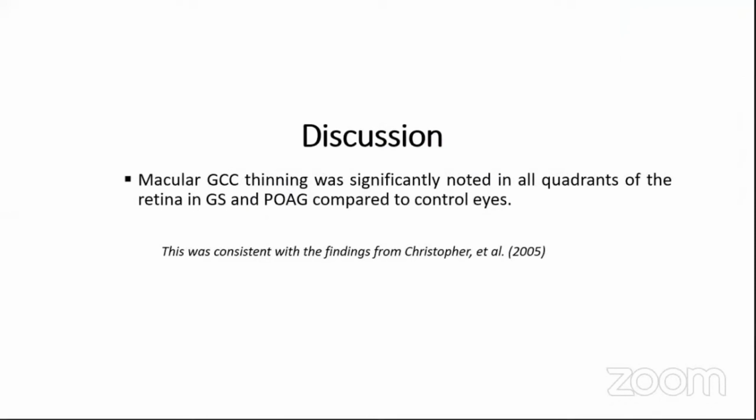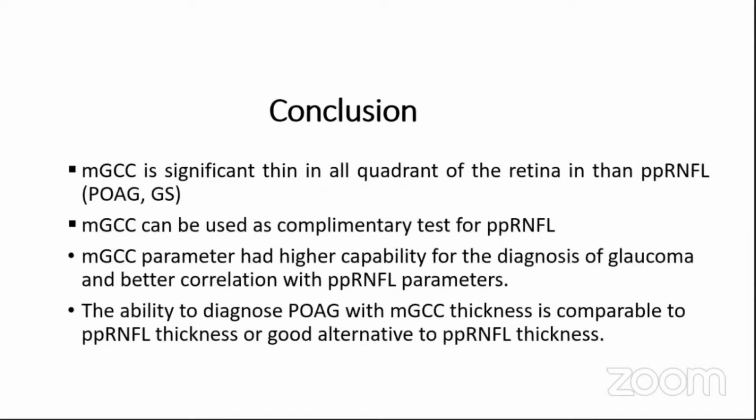So here is the discussion. Macular ganglion cell thinning was significantly more in all the quadrants of the retina in the glaucoma suspect and POAG groups. So what is my conclusion here? My conclusion is that the macular ganglion cell measurement is significantly lower in all parts of the retina, as with the peripapillary retinal nerve fiber layer, in POAG and glaucoma suspects. Macular ganglion cells can be used to complement the test for the peripapillary retinal fiber layer.